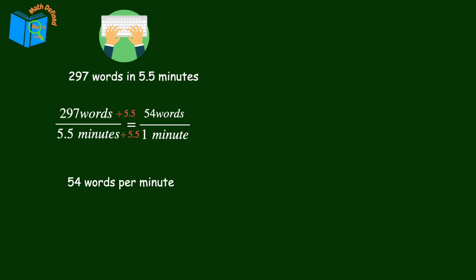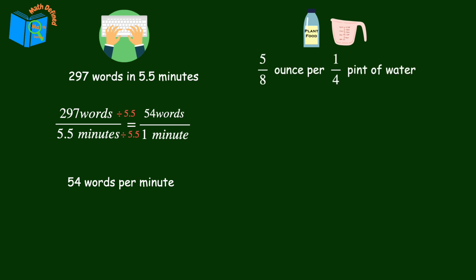Let's say you're feeding your plants, and the plant food comes in a concentrated form. You need to dilute it with water. The given rate is 5/8 ounce of plant food per 1/4 pint of water. How many ounces of plant food do you need for 1 pint of water?